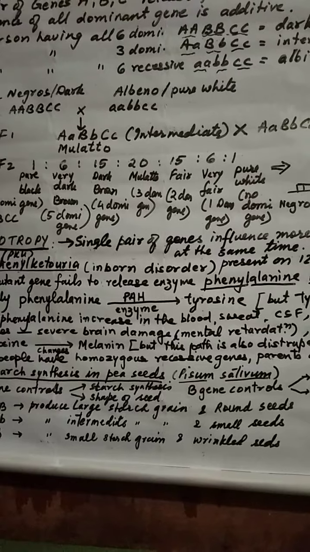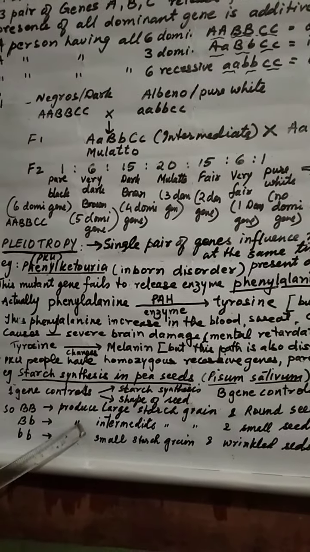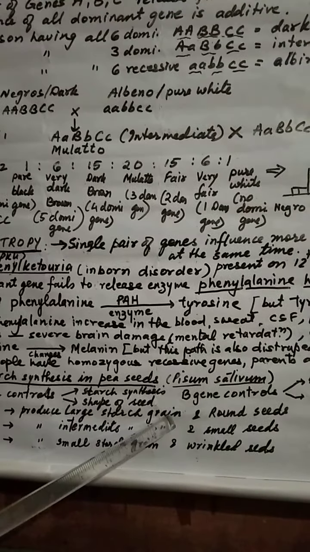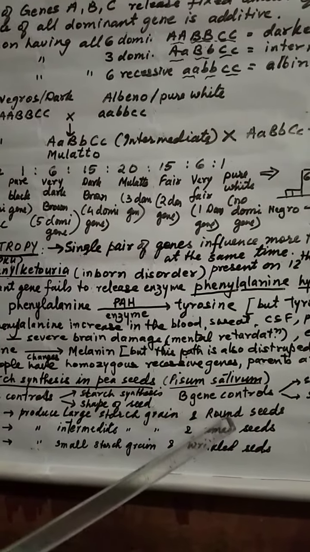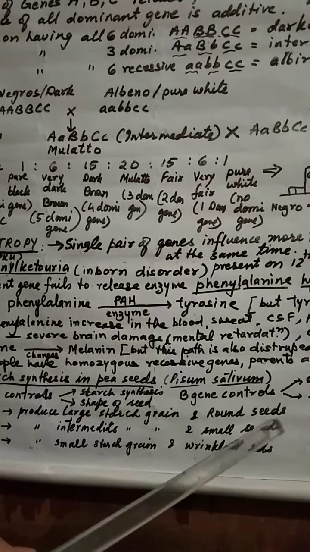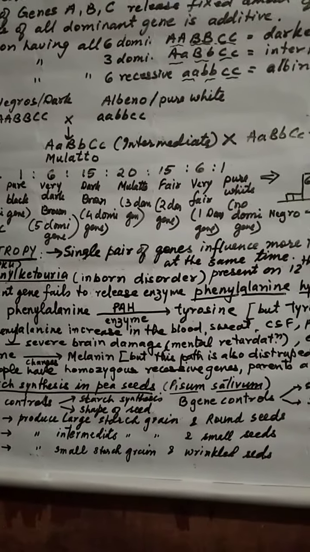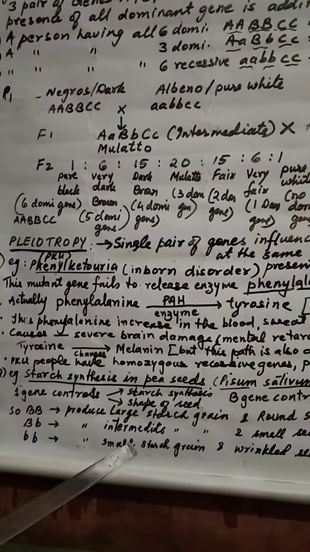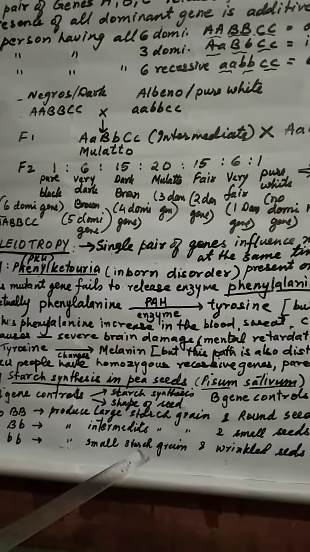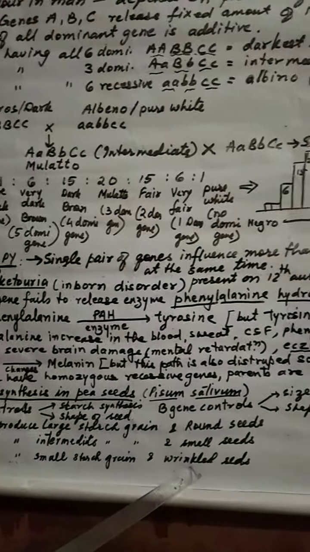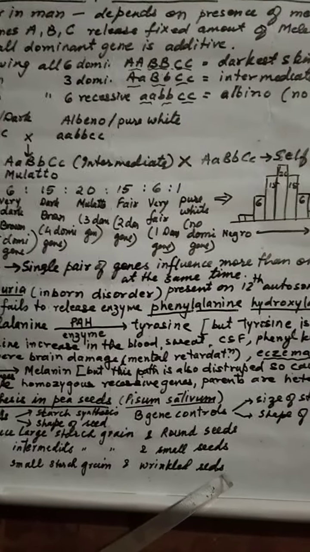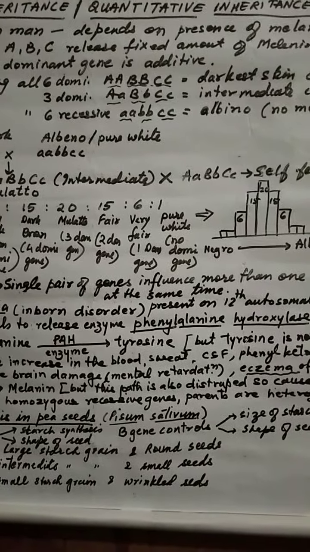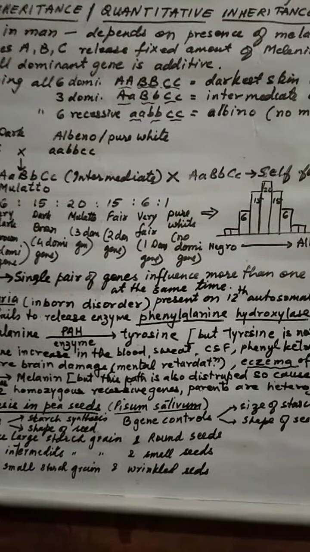If capital B and small b are present, then intermediate starch grains will be there, less starch, and the shape of the seed also will be normal. But when both the genes are recessive, then it will have small starch grains, so starch will be less in these seeds and the seeds will also be wrinkled. So here we complete chapter 5. Please make the notes and ask your doubts.